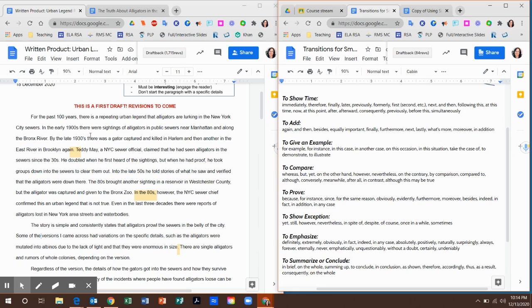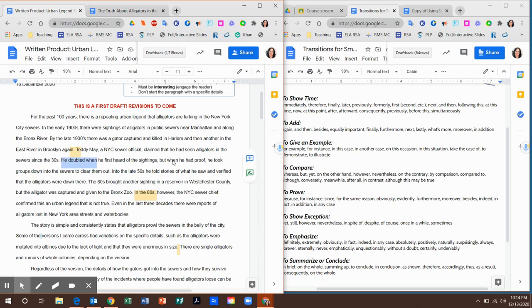So there were these two examples in the 30s, right? And then Teddy May, who started working in the 30s in the New York City sewer system, he doubted at first, right, is what this next sentence is. He doubted when he first heard those sightings, or that there were alligators down there.